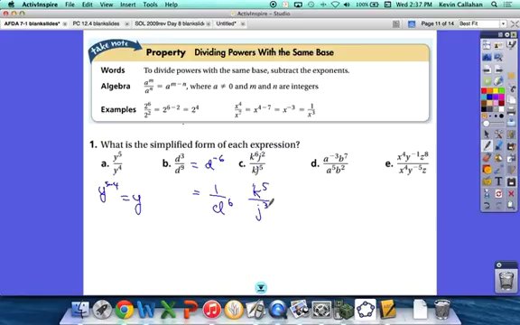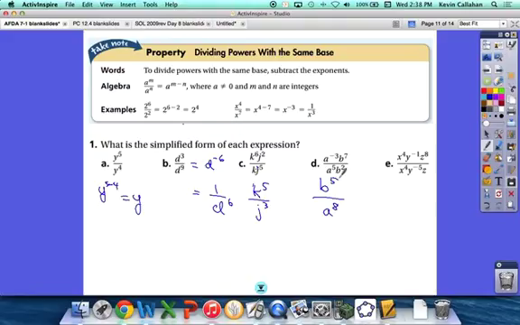Okay, a to the negative 3 over a to the 5th. Should I subtract negative 3 minus 5, or should I do 5 minus negative 3? Which one gives me positive? 5 minus negative 3 is 8. So that's a to the 8th in the denominator. And b to the 7th over b squared. Subtract 7 minus 2, b to the 5th.